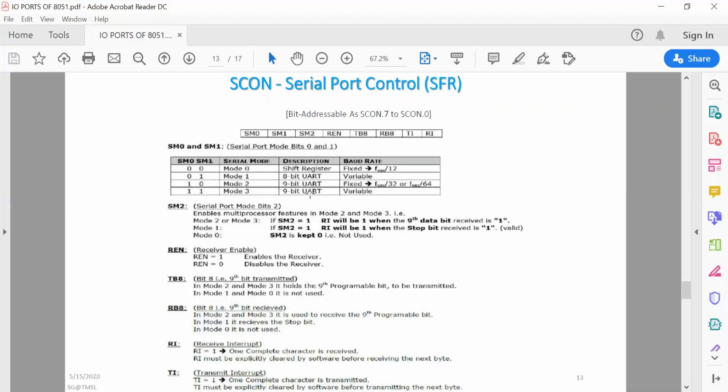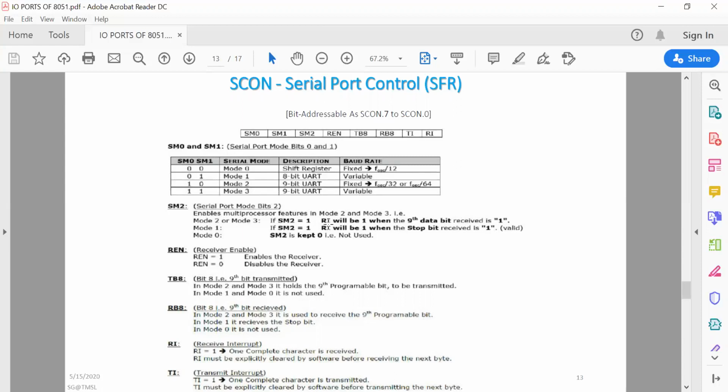So mode 1 and mode 3 are actually the same type, the only difference being that here it is used as an 8-bit UART, and here it is used as a 9-bit UART. The extra bit will be used for parity bit checking. Okay, the next bit is SM2, serial port mode bit 2, which actually enables the multiprocessor feature in mode 2 and mode 3. So basically these two modes, mode 2 and mode 3, are used for multiprocessor mode. In mode 2 or mode 3, in this case SM2 is equal to 1.